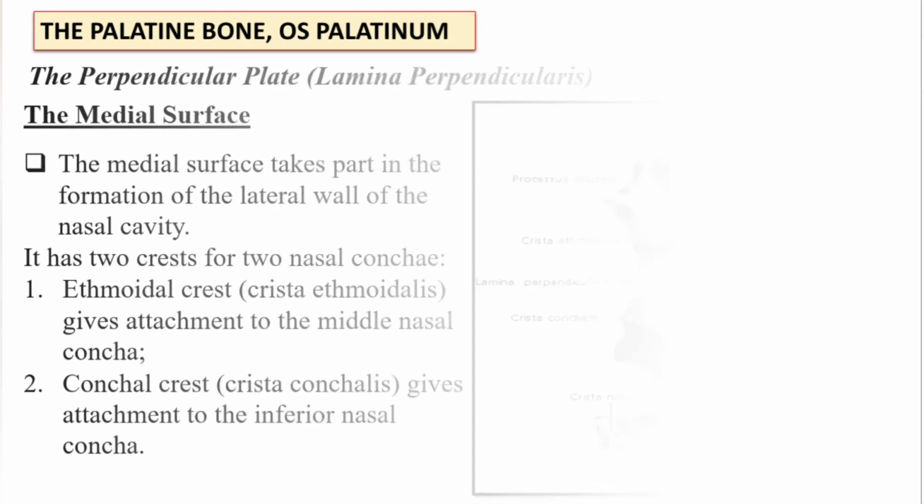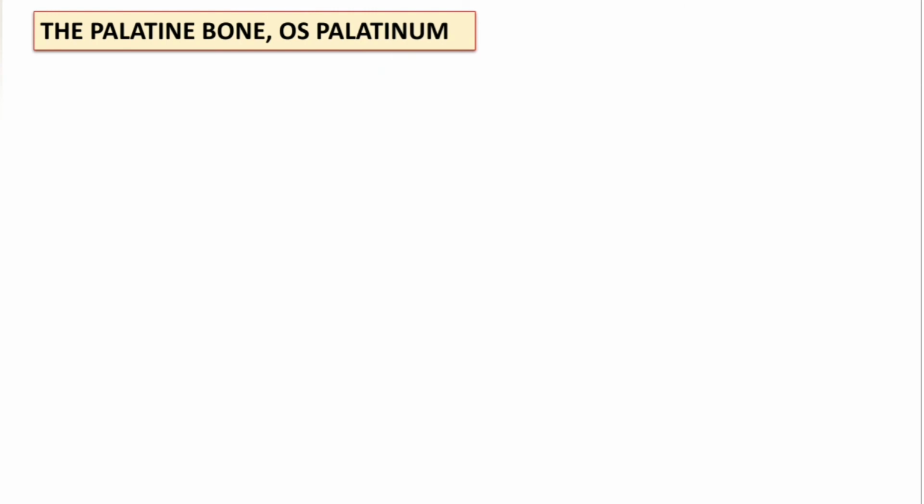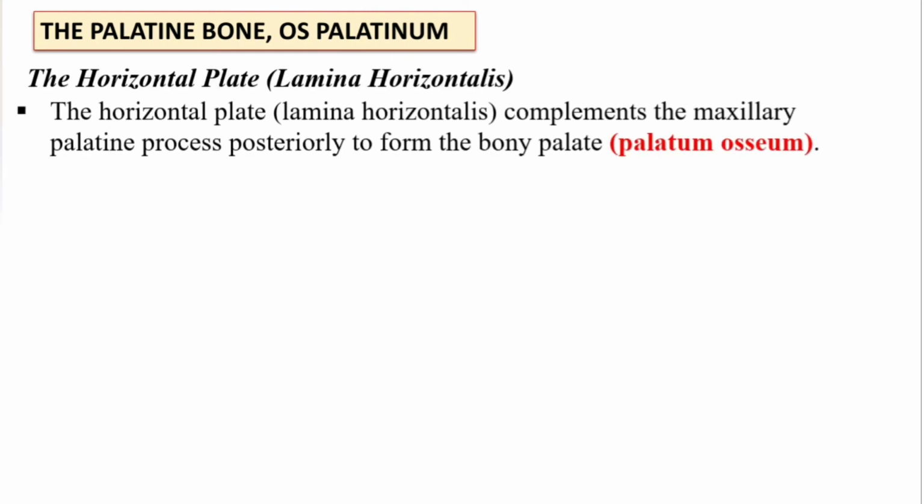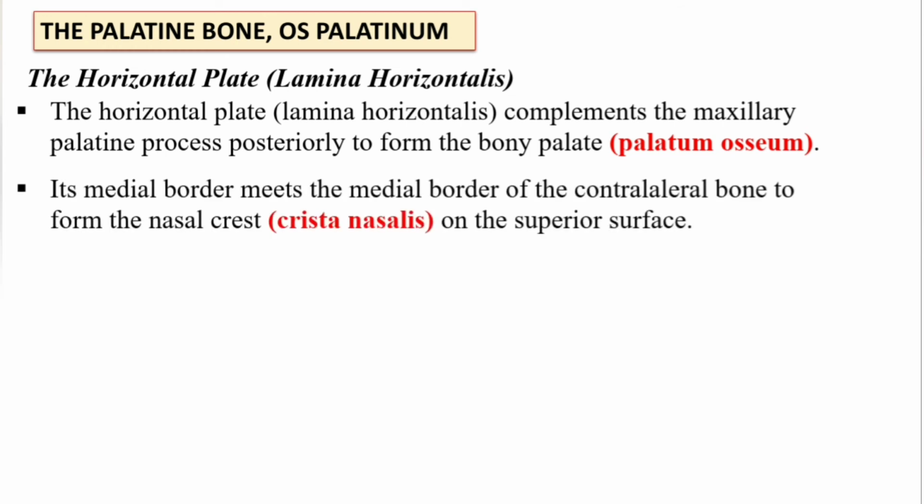Let's look at the horizontal plate. The horizontal plate, lamina horizontalis, completes the maxillary palatine process posteriorly to form the bony palate, palatum osseum. Its medial border meets the medial border of the contralateral bone to form the nasal crest, crista nasalis, on the superior surface. I will show you that crest.